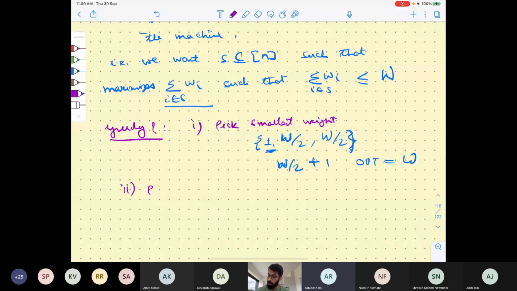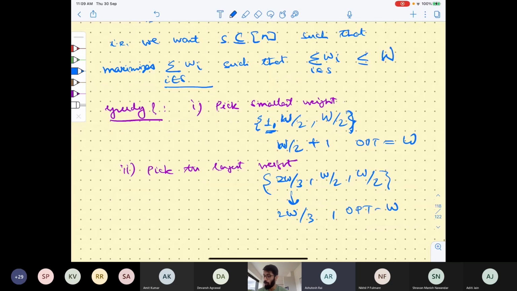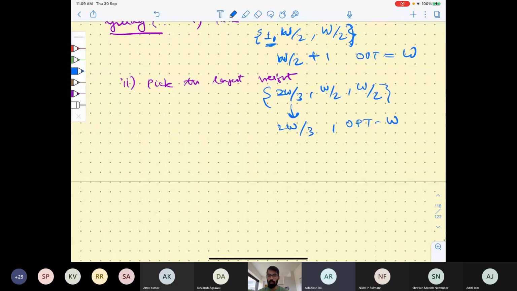And the second strategy can be to pick the largest weight. In that case, what can be a counterexample? Somebody? Let's say 2W by 3, W by 2, W by 2. And here also, this is what will be picked by the algorithm, and opt is going to be W. So these things don't work definitely. Greedy does not work. Just for a sanity check, we checked that these are the two greedy strategies which don't work. Okay, good.